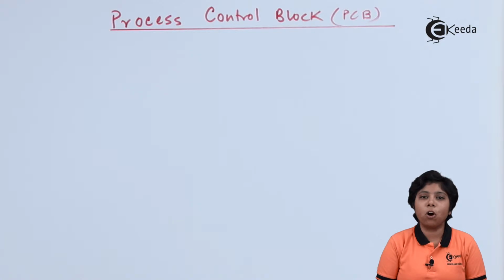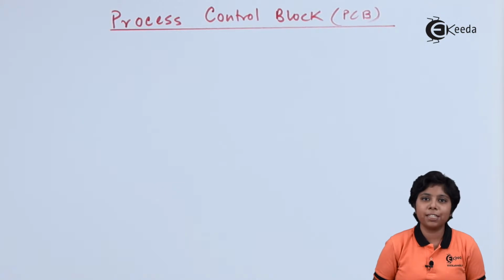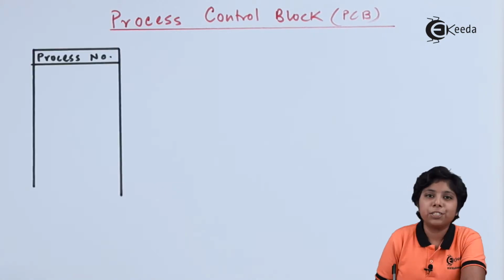A process control block, or task control block, holds the information about a specific process. This information includes the following. The first one is the process number. The process number is the number used to address the process in the main memory. So as we are designing the PCB, we can design it along these lines. The first one is the process number.